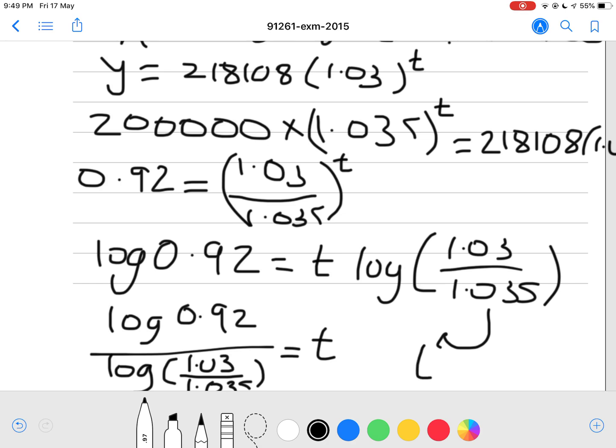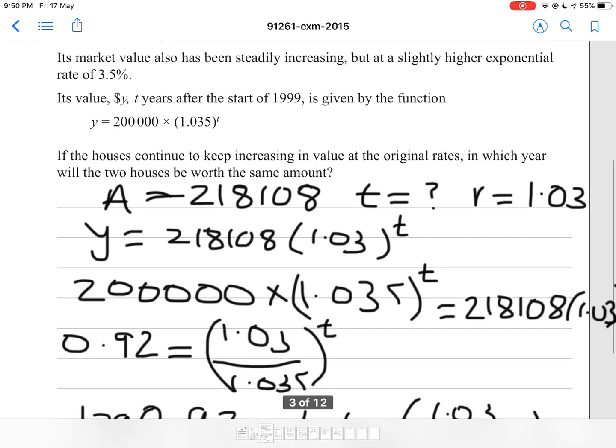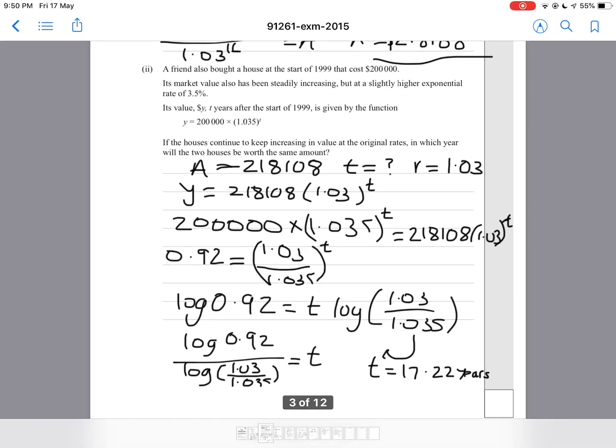Okay, so that gives us t equals 17.22 years. So basically, after 17.22 years, these two houses will be worth the exact same amount, okay? So the question asks us, in which year? So basically, we should round. In 2016, it will be the same amount, okay?